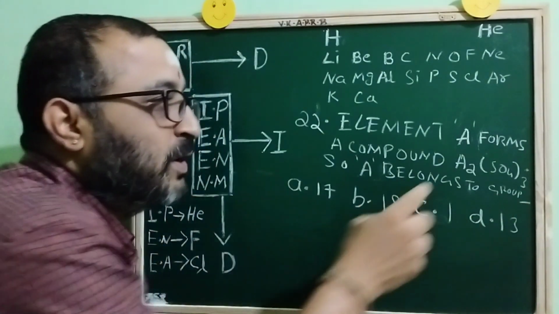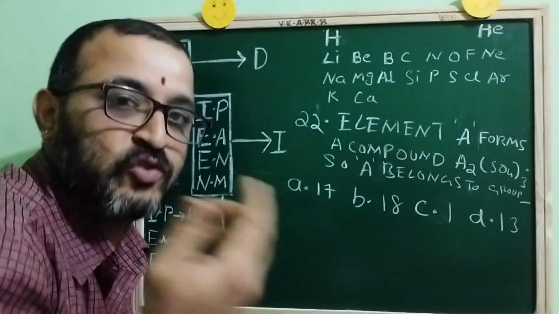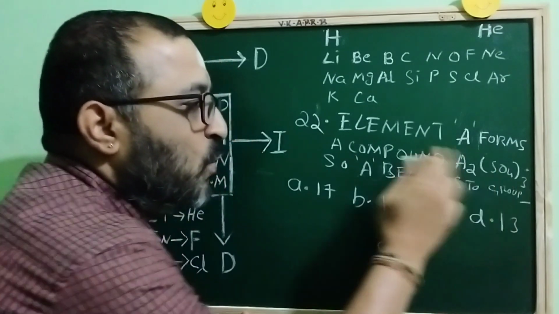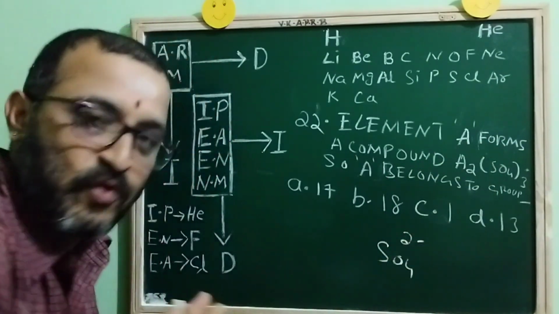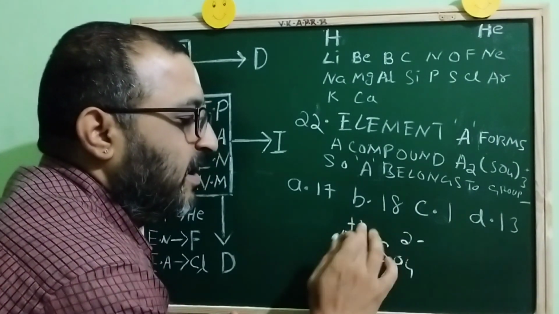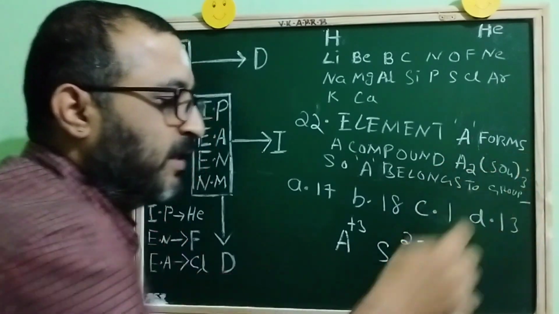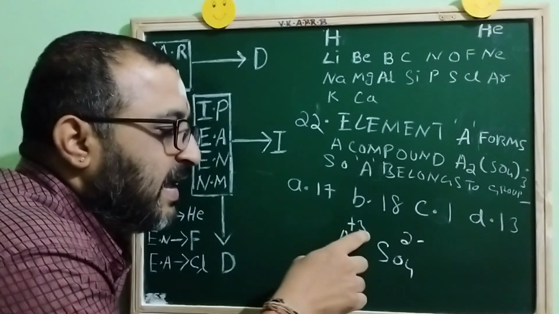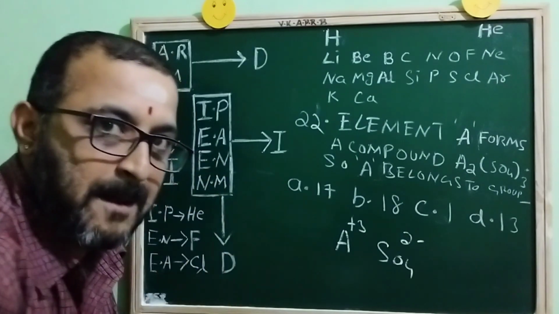We have to find out which group this A, which is combined with a sulfate, belongs to. Common sense says that, children, when we cross the valencies, the valency of sulfate will be SO4 2 minus, and the valency of A will be what, children? It is plus 3. 3 will come here and 2 will go there. Plus indicates loss of electron. So A will lose 3 electrons because it is a metal.